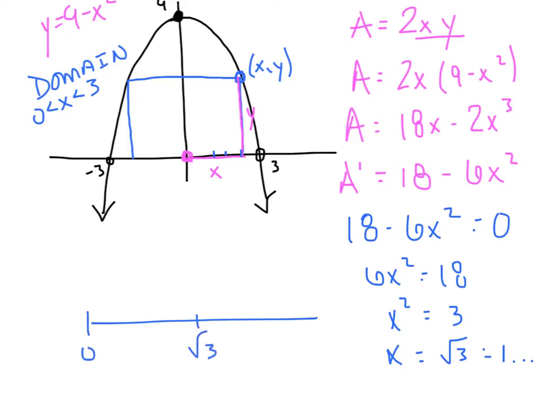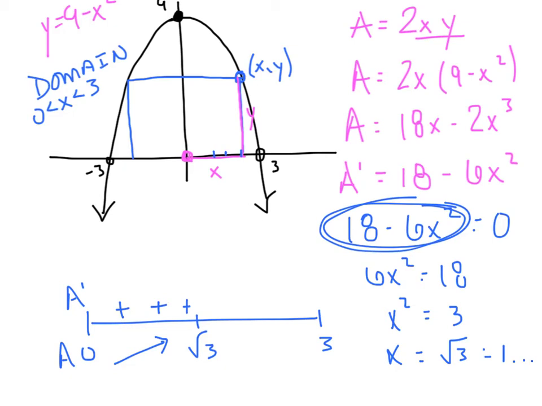I'm going to use my domain as endpoints, and I'm going to substitute a 1 back into the derivative, and I got positives. So, of course, the area is increasing throughout that interval. As x grows from 0 to radical 3, the areas are going to increase. If I substituted a 2, that would certainly give me a negative answer. Therefore, the area is decreasing, and we've proved that if x equals radical 3, we maximize the rectangle.